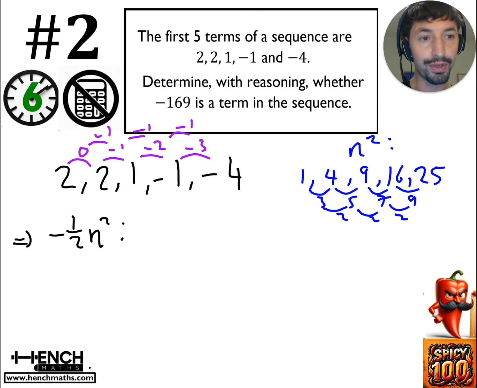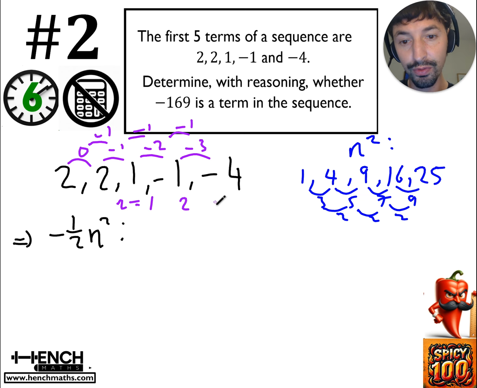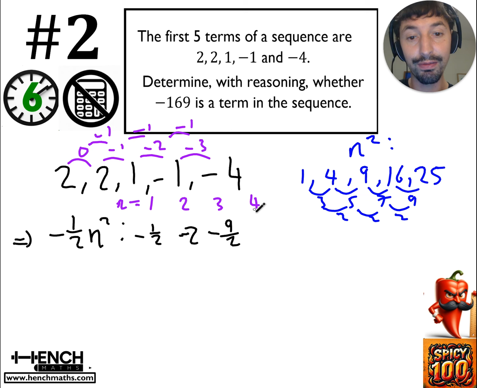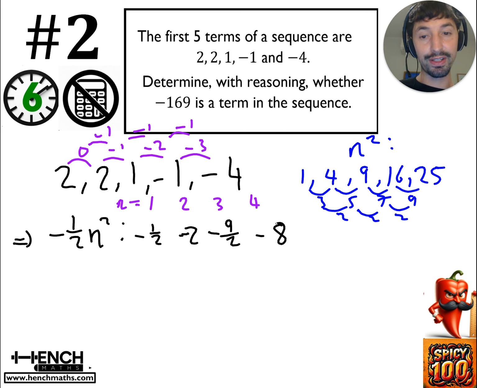So what we can now do is imagine what the sequence of negative a half n squared would be for our first few values of n. If we imagine n is 1, 2, 3, 4, just the first few will be fine, we sub in our values of n. Negative half times 1 squared is negative a half. 2 squared is 4 times negative half, which is negative 2. 3 squared is 9 times negative half, so we get negative 9 over 2. And 4 squared is 16, so we get negative 8. So that's the sequence negative a half n squared.